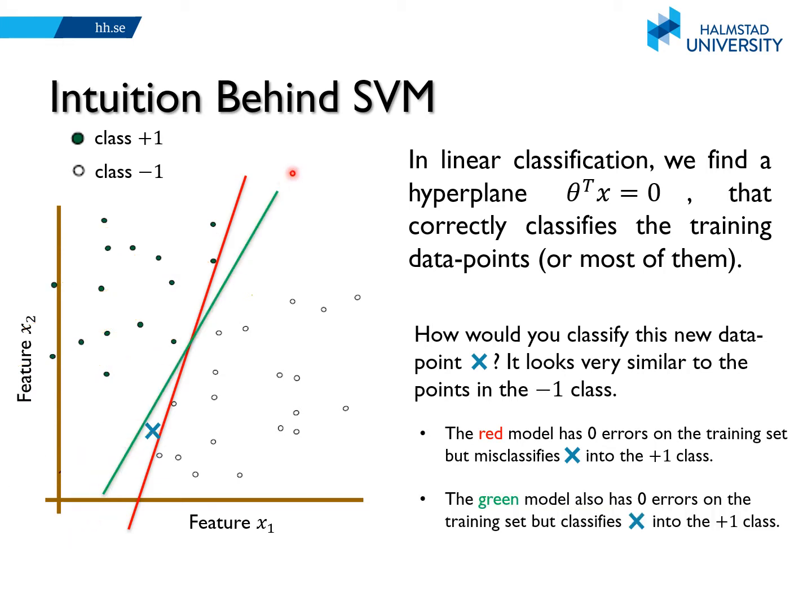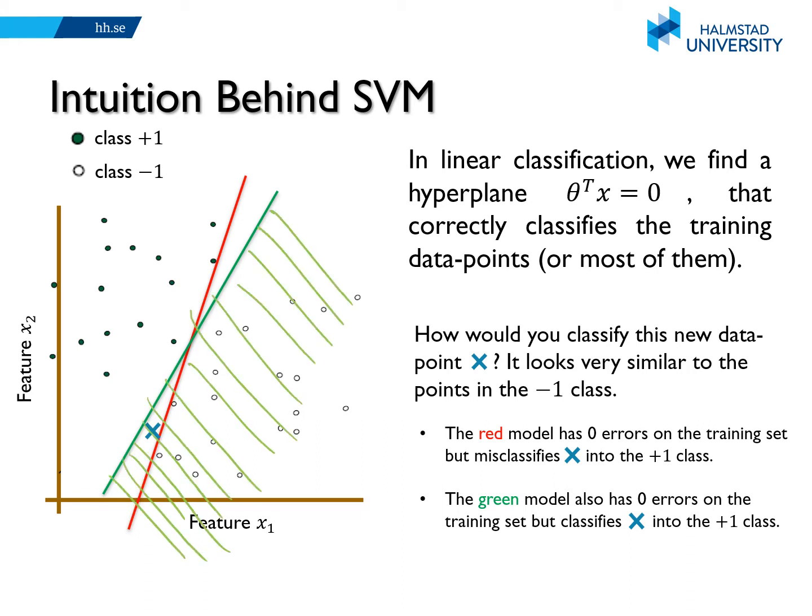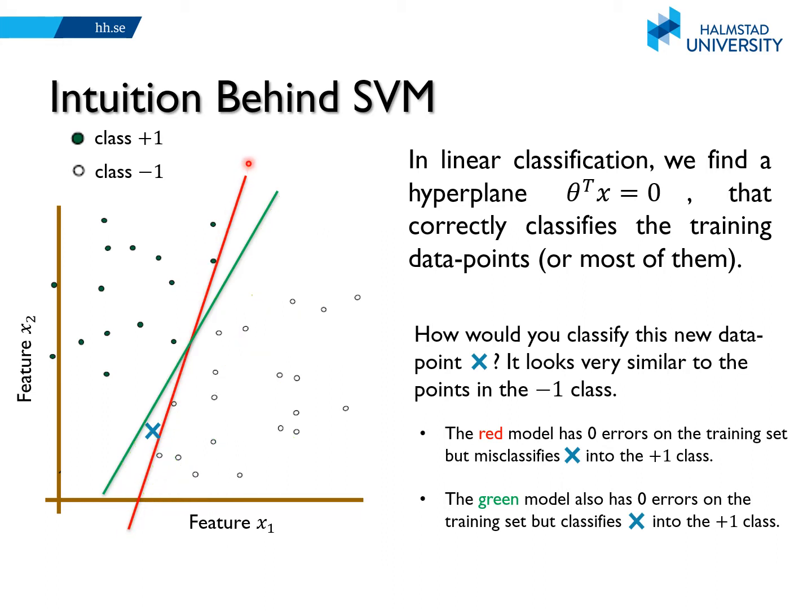But if we take this green classifier, which also correctly classifies all the training examples, so it also achieves 0 error on the training dataset, then this green classifier correctly classifies this new test data point into the -1 class, because the data point lies in this half space. So what's the difference between these two classifiers, since both of them achieve 0 error on the training dataset?